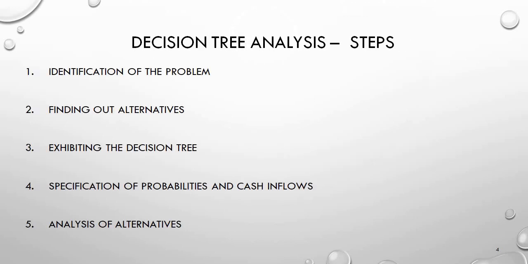Now let us discuss the steps in decision tree analysis. First one, identification of the problem. Second one, finding out alternatives. Third one, exhibiting the decision tree. Fourth one, specification of probabilities and cash inflows. Fifth one, analysis of alternatives.